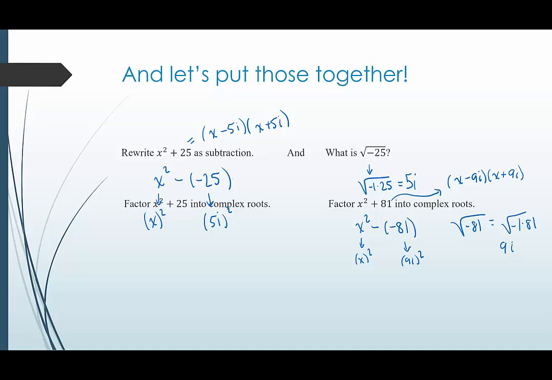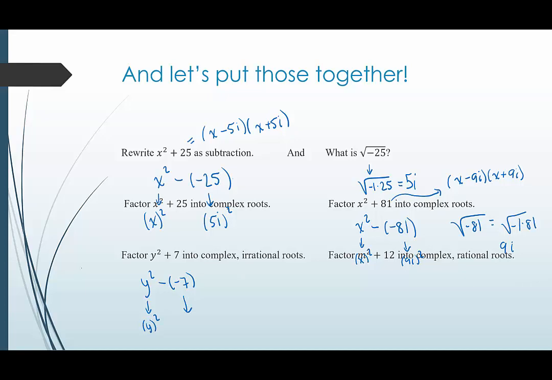Now, we looked at two examples where the second number is itself a perfect square, but we can also do this when the second number is not a perfect square. And we could also do this with the regular difference of squares. We can apply that formula even when one of the two numbers is not a perfect square. Let's take a look at this one. We're going to rewrite this as subtraction, y squared minus negative 7. And then we know that y squared has a root of y. Negative 7, so the square root of negative 7, there's not much I can do. 7's a prime number. It's not a perfect square.